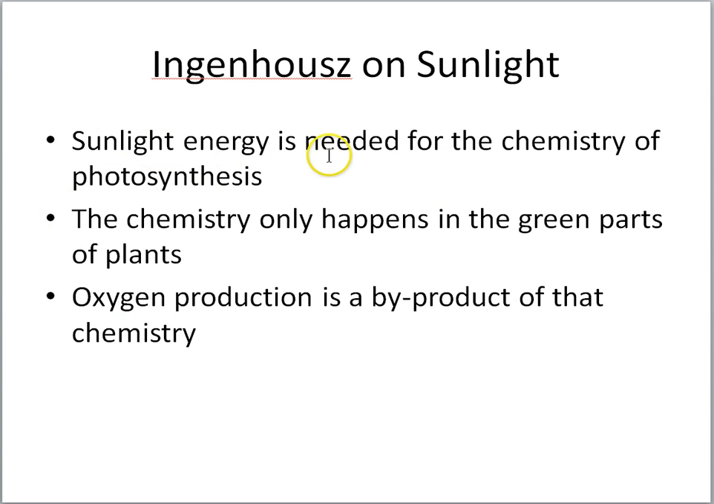So here are the takeaways. Sunlight energy needed for chemistry photosynthesis. The chemistry only happens in the green parts, and oxygen production is a byproduct of that chemistry.